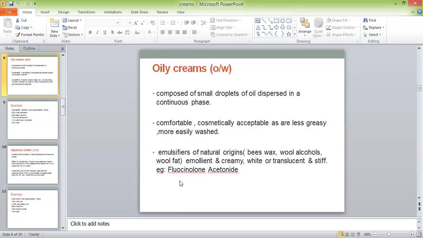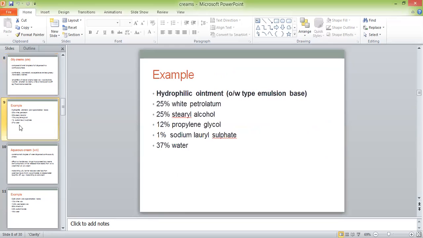An example is fluocinolone acetonide cream. So this fluocinolone acetonide cream is used for itching, redness, dryness, scaling, and it is used for the treatment of inflammation, psoriasis, and eczema, and it belongs to the class of the corticosteroids.